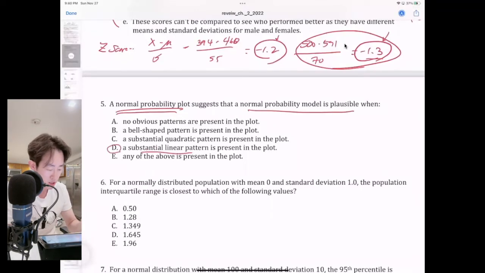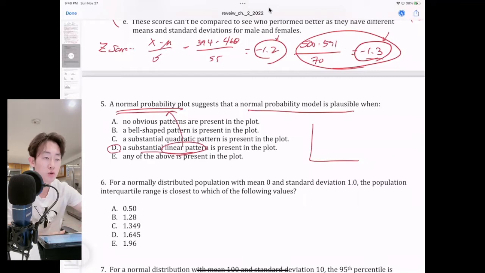So a normal probability plot suggests that a normal model is plausible when a substantial linear pattern is present. We'll go over this problem. I think there's one open-ended question that deals with this, so we'll go over that in more detail. Everything else you don't want to remember. Just always remember a linear pattern for a normal probability plot is when a normal distribution is going to occur.